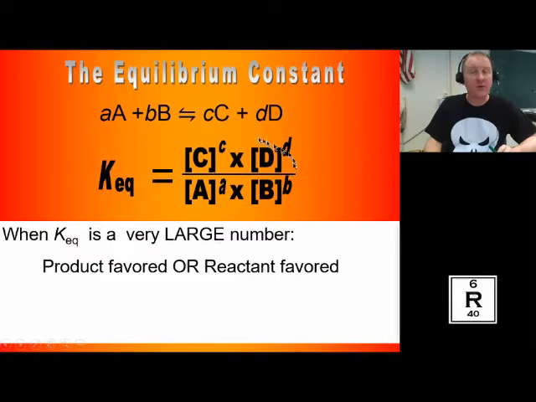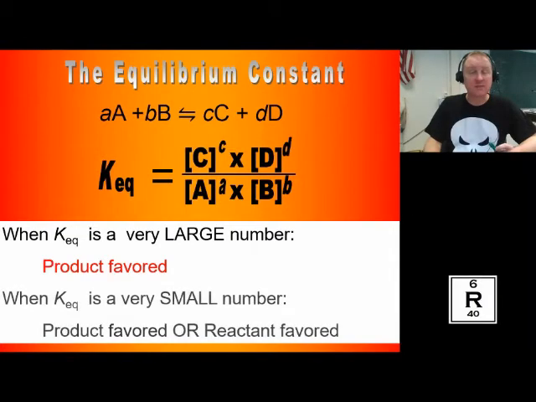And if you've got a greater numerator than denominator, that would mean you have more product than reactant at equilibrium. So this would be a situation where you are product favored. The reverse is also true. If K is a very small number, that would mean you have a small number up here and a large denominator, making it a fraction which would be a very small number. So if K is very small, that would indicate that this is reactant favored.